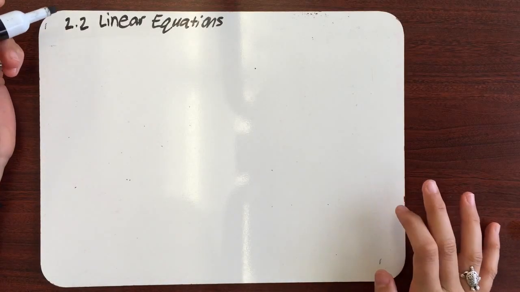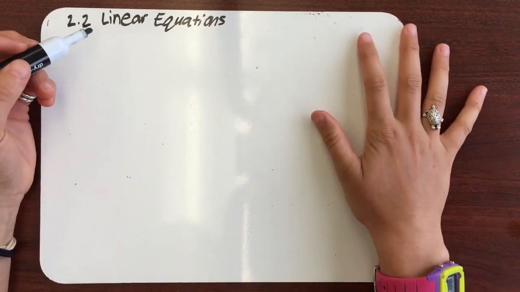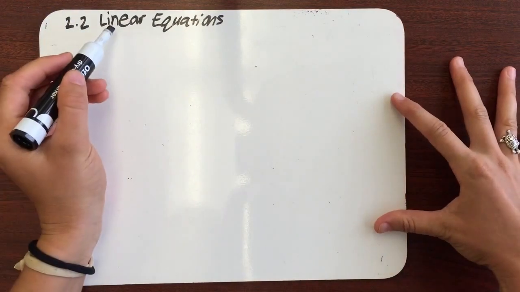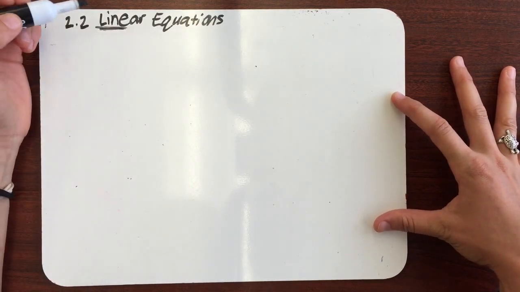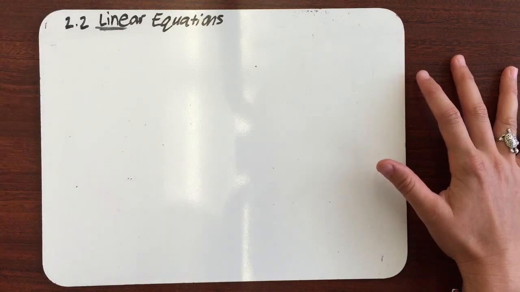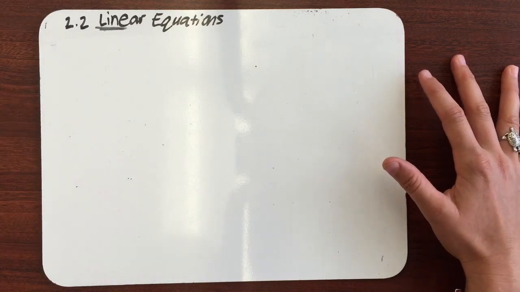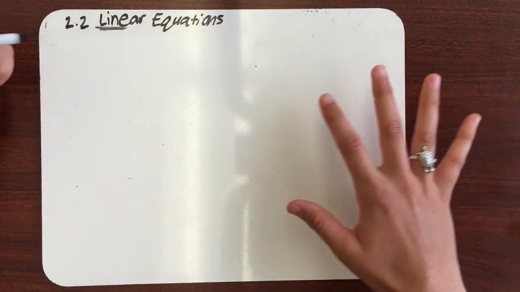Today we're going over 2.2 linear equations. So when we're looking at linear equations, we should see the word line in the equation. Linear equations, when we graph them, are going to form lines. There are a couple of forms that we are going over today.